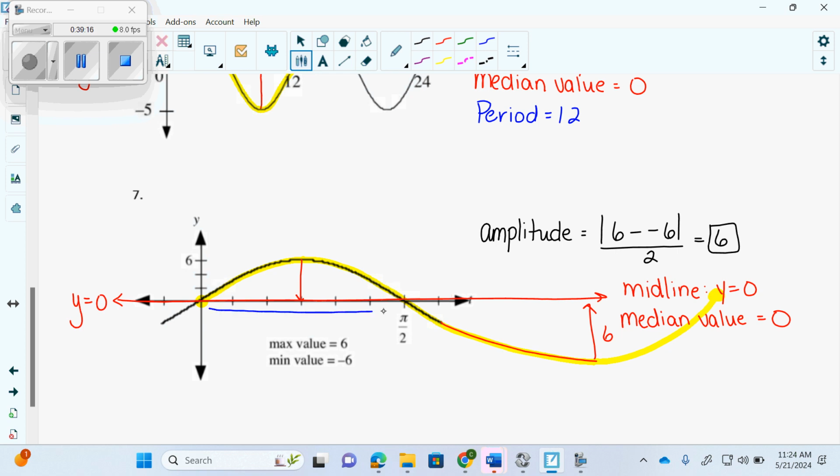Yeah, so from here to here is pi over 2. Then this is going to be another pi over 2. So the period equals pi over 2 times 2 over 1, technically. The 2's cancel. My answer is pi.